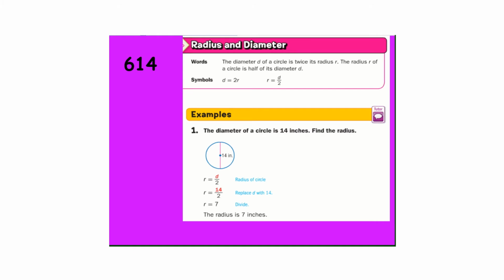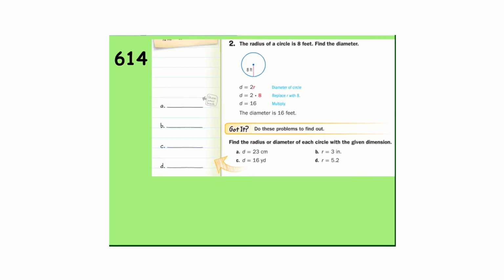Okay, so far so good. Number 2, if the radius is 8 feet, what is the diameter? Take 8 times 2 and you get 16. So go ahead and do A, B, C, and D. Pause the video. Okay, for number 1, or letter A, the radius should be 11.5. B, the diameter is 6. Letter C, the radius is 8. And letter D, the diameter is 10.4.